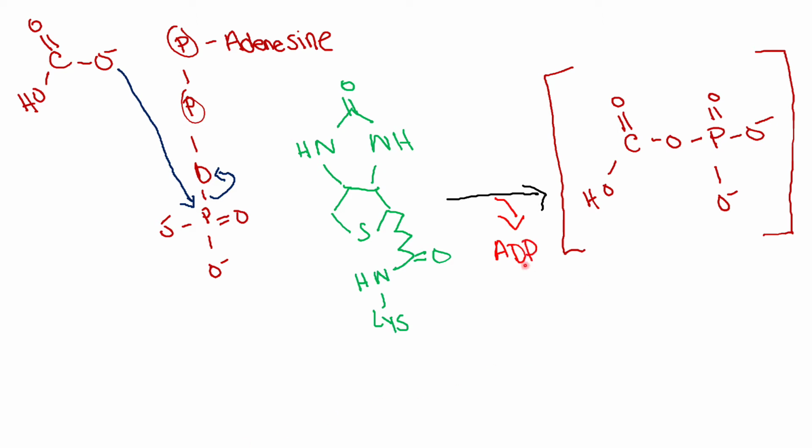We are releasing ADP because we still have the adenosine and the two phosphates, and we only grabbed that one phosphate. That phosphate is now bound, so we get this carboxyphosphate intermediate, which is a combination of the bicarbonate and the phosphate from ATP. We released ADP, and this is biotin. The enzyme has two catalytic sites, and what biotin is going to do is transfer the reaction from the first catalytic site to the second catalytic site, so C1 to C2.